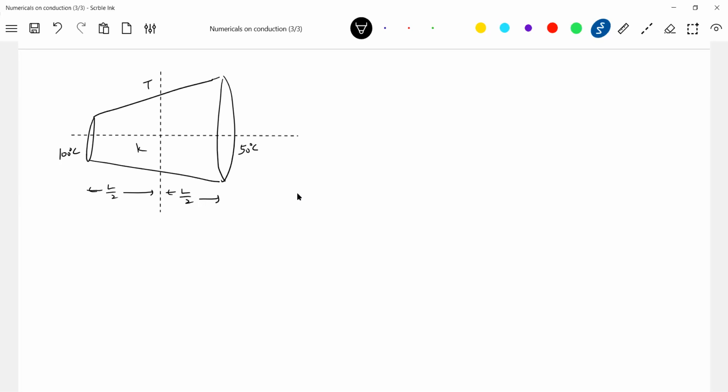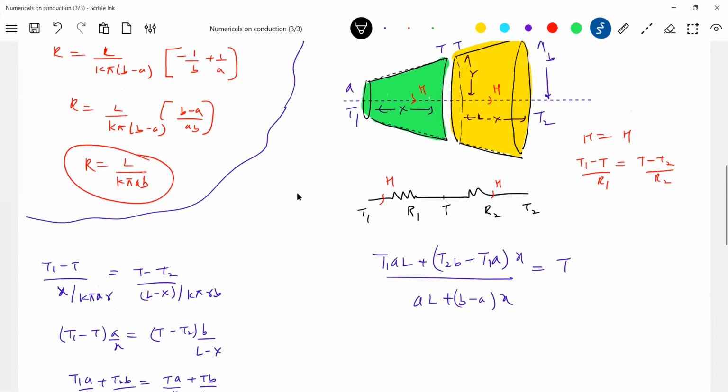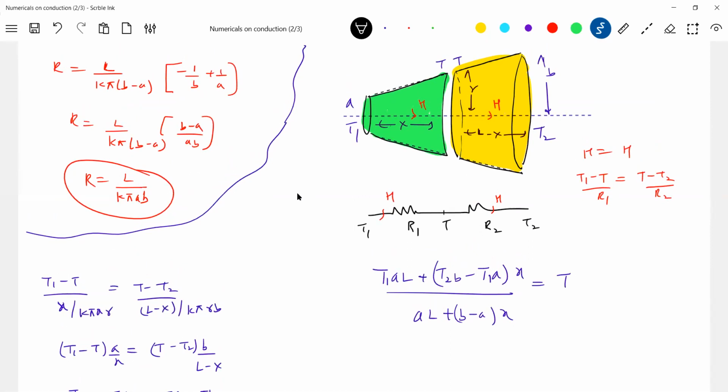How to decide this? I'll take help of these formulas. I just wanted to know whether the temperature is less than, greater than, or equal to 75. This particular formula is going to help us here.